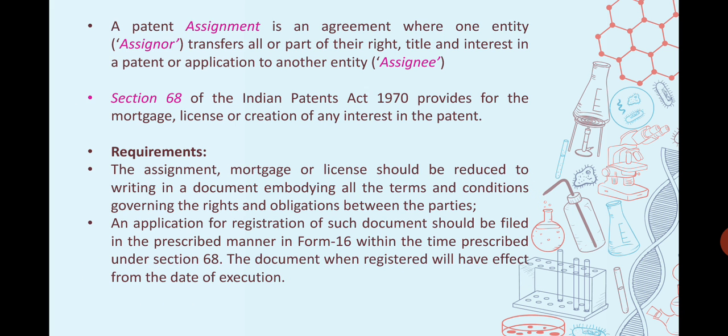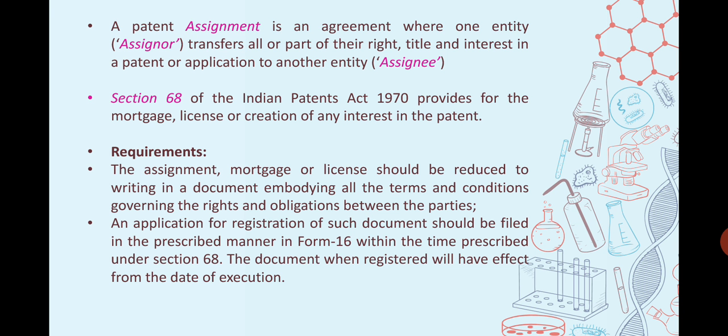Now, in case of assignment, the person to whom the property is transferred is known as an assignor, whereas in case of license, it is a licensor. In case of assignment, the person to whom it is transferred is known as assignee. In case of license, the person to whom it is transferred is known as licensee.